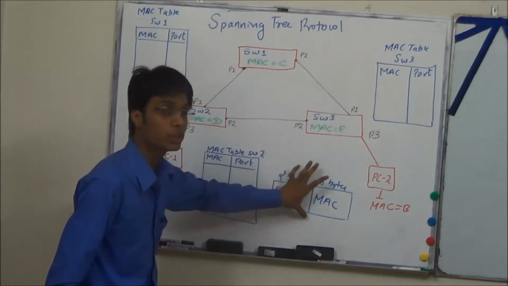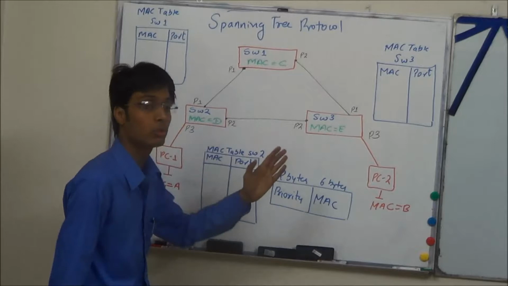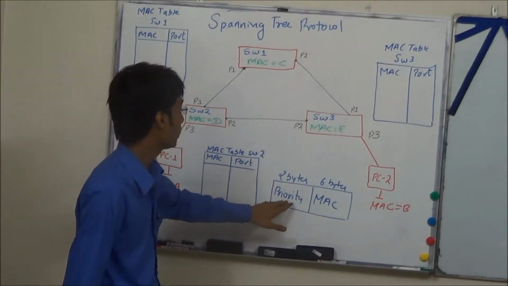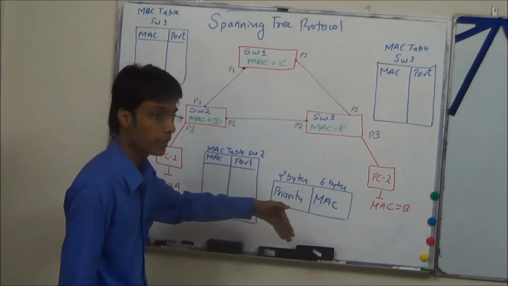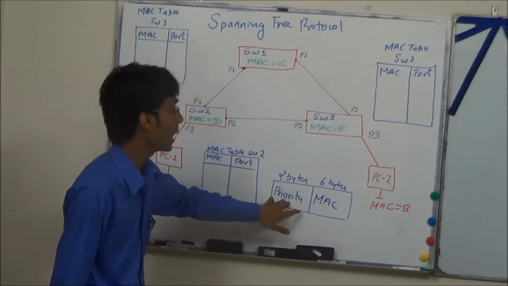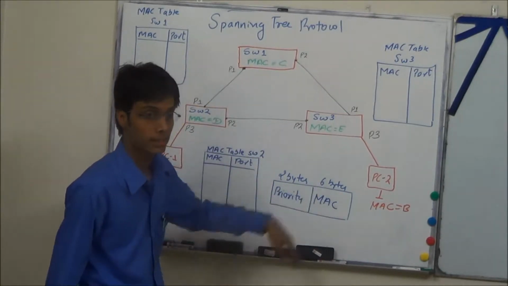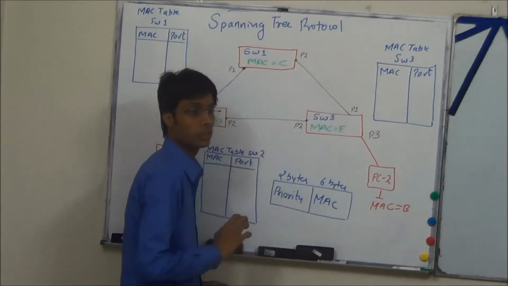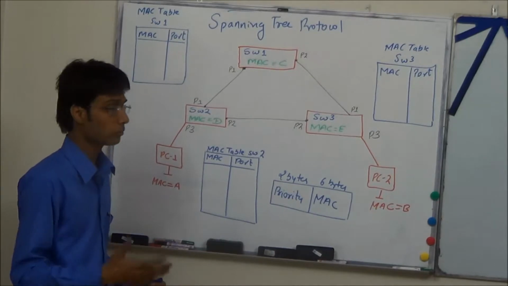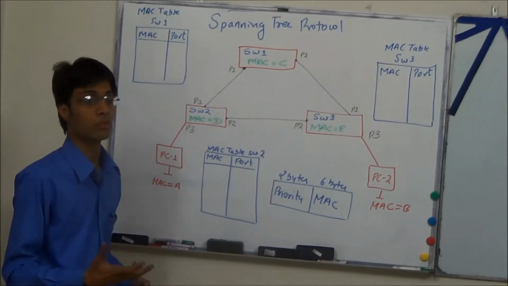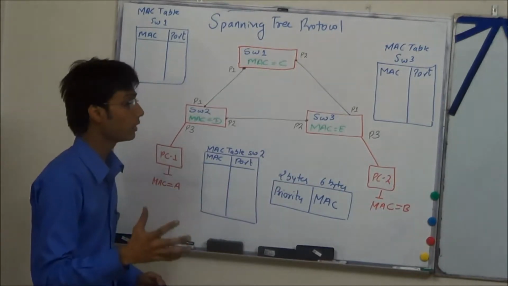Every switch is given a bridge ID, and the default spanning tree priority for every bridge is 32768. How do we calculate that? 2 to the power 16 is 65536, divided by 2. So the default STP priority for every bridge is 32768, along with the MAC address field. How will we elect a root bridge on the basis of bridge ID? We must say which bridge ID is to be preferred, among those of switch 1, switch 2 and switch 3.